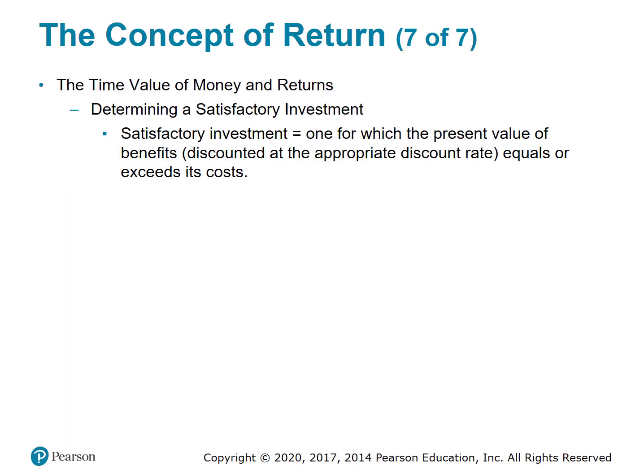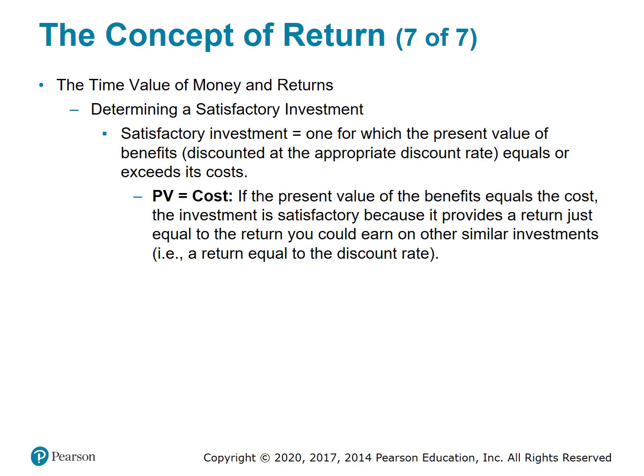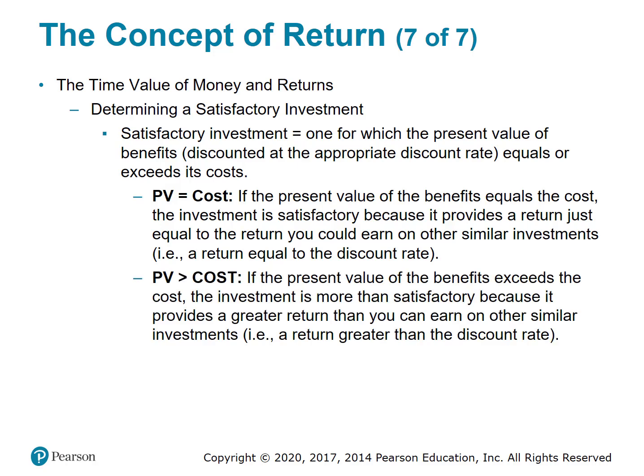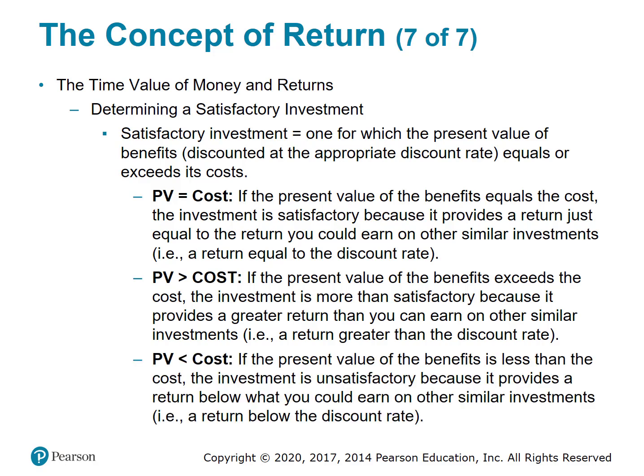Time value of money and determining a satisfactory investment. The basics. If the present value of the benefits is equal to the cost, it's satisfactory. If it's greater than the cost, then the benefits exceed the cost, the investment is more than satisfactory. It's good. If it's less, it's not a good investment. Pretty straightforward. This is basically the NPV criteria stated in investment terms. NPV greater than 0, okay. Less than 0, not okay.